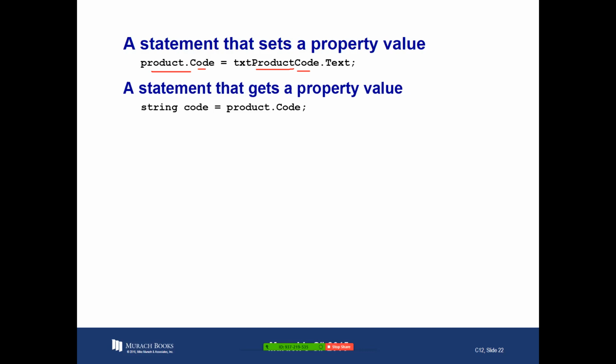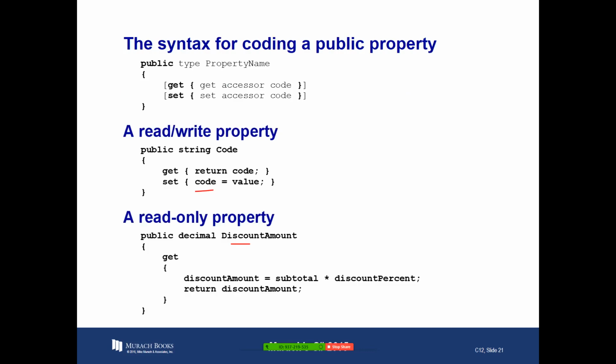And this is a statement that gets a property value, where this is how we would access the code value, using this code inside of the class.